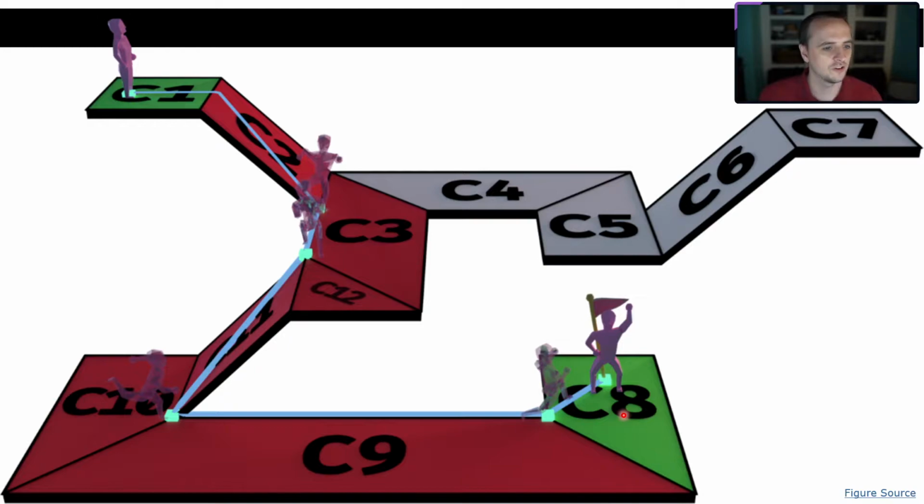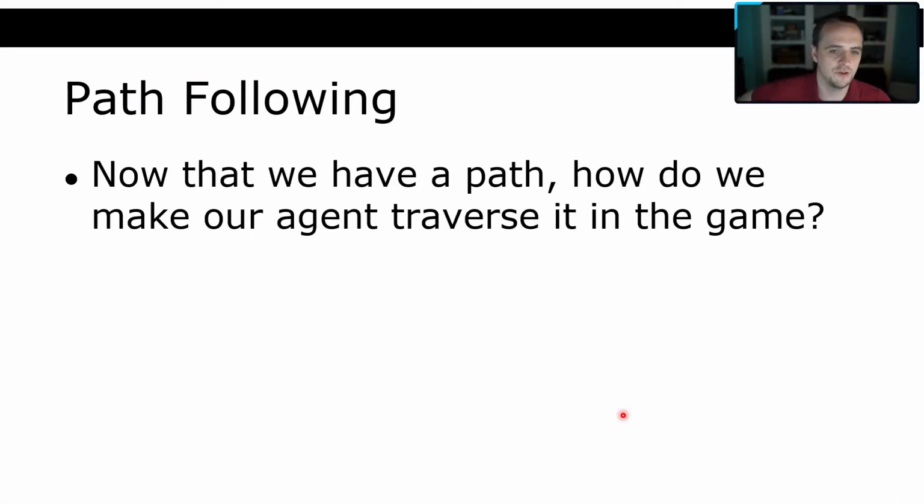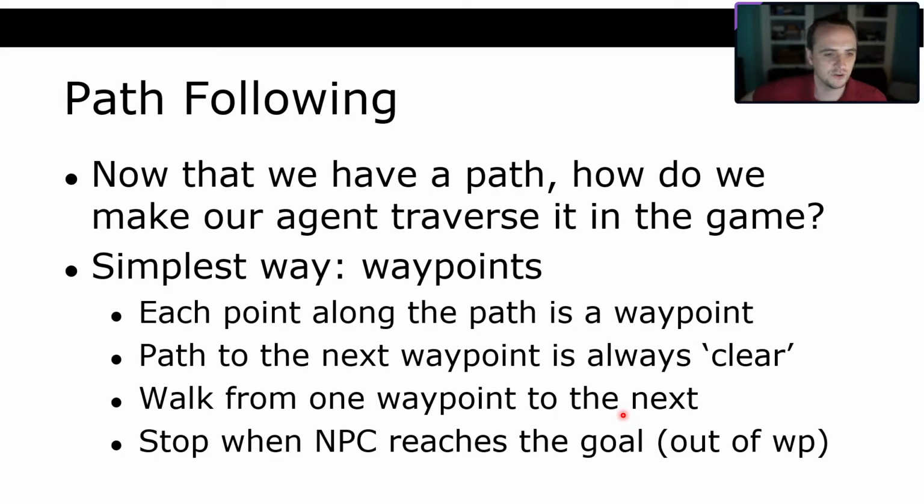And then, of course, the last part is, now that I have the path, how do I actually follow that path, right? Because the following of the path turns out to be tricky in some situations as well. So now that we've computed the path, how do we make our agent traverse it? You've actually got to walk it. The simplest way that I've seen is just waypoints. Each point along the path is a waypoint. The path to the next waypoint is always clear, so you define your waypoints such that you can always move in a straight line between them. You walk from one waypoint to the next, and you'll stop when the NPC reaches the goal or it's out of waypoints.